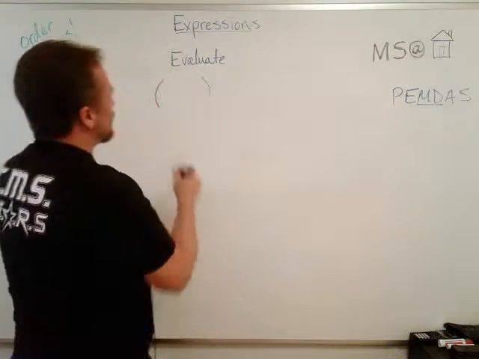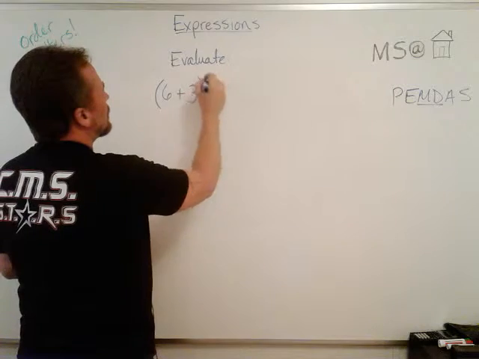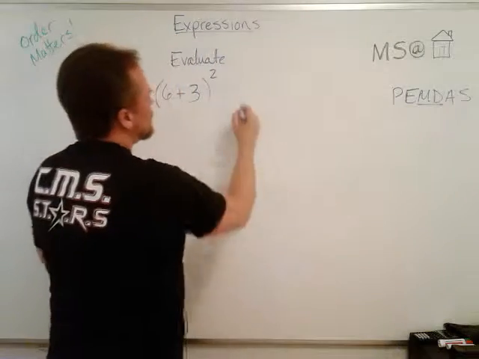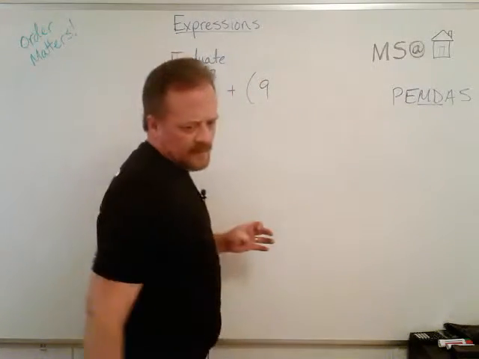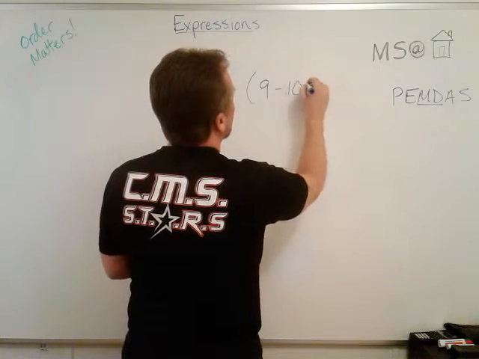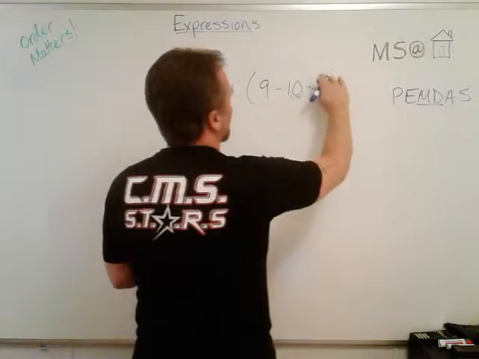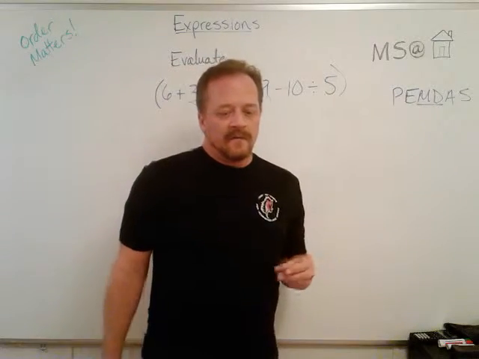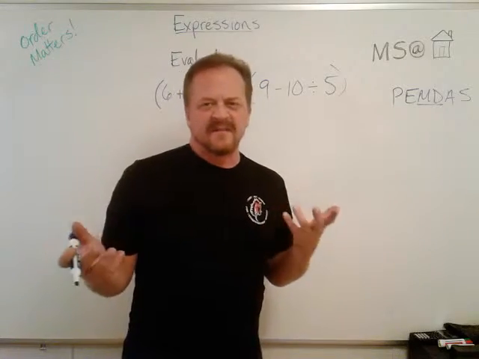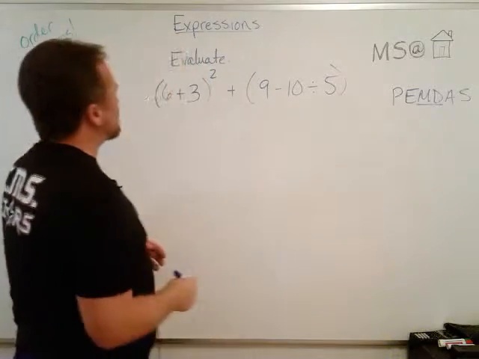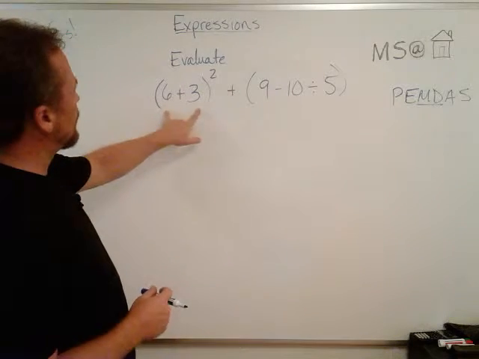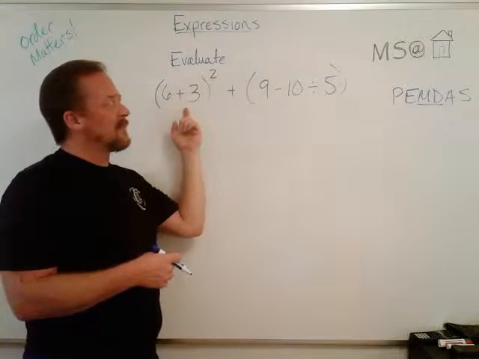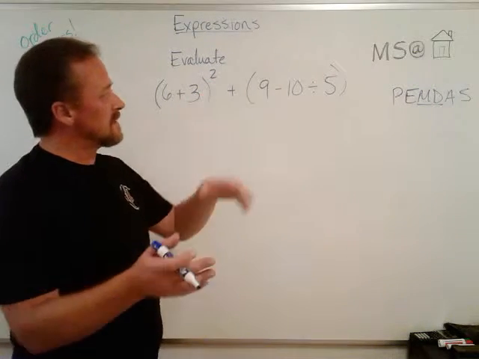This one says 6 plus 3, the quantity 6 plus 3 squared, plus 9 minus 10 divided by 5. Whoops, forgot my 5. Okay? So this one's kind of got a little bit of everything. I don't really see too much multiplication in there, but let's see how we attack this. This one's interesting. It's got parentheses with an exponent on the outside. So basically that means whatever happens in here, I'm going to end up squaring. So let's see how that works.